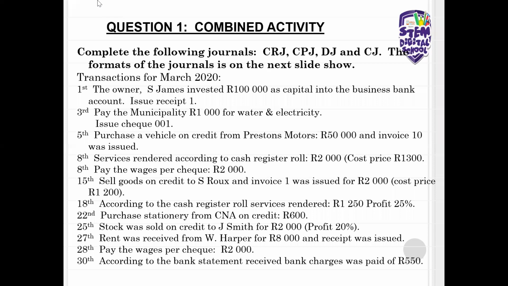I was waiting for somebody to ask that question. For the last transaction, is the source document still a check counterfoil or is it the bank statement? That is one of my catches that I put in this activity. So again, let's look at the transaction on the 30th. It says according to the bank statement received, bank charges of 550 Rand were paid. So the bank statement is going to be your source document, and you can just use BS for bank statement in the document number column.